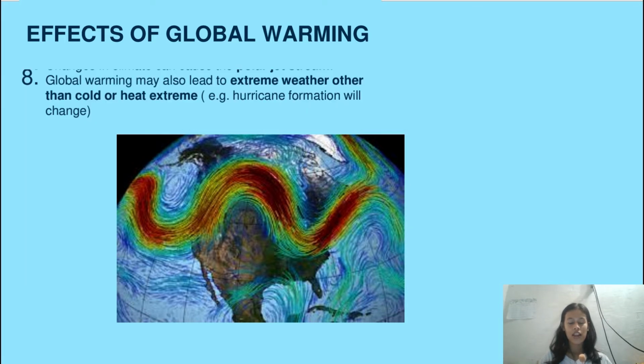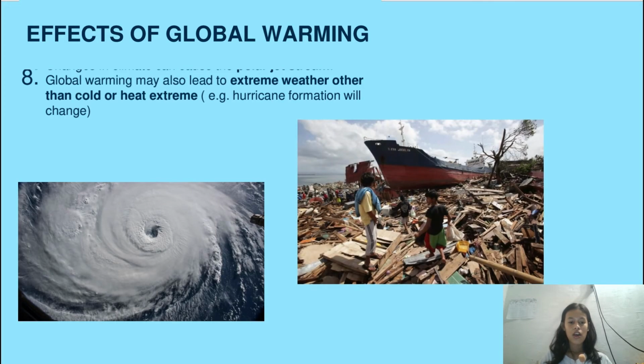Number 8 and the last of the effects of global warming indicated in our report is that global warming may also lead to extreme weather other than cold or heat extremes. Global warming is not only focused on the increase of heat, it also causes what I said earlier, the changes of climate. Hurricane formation will change, and more typhoons will become stronger, and many more.